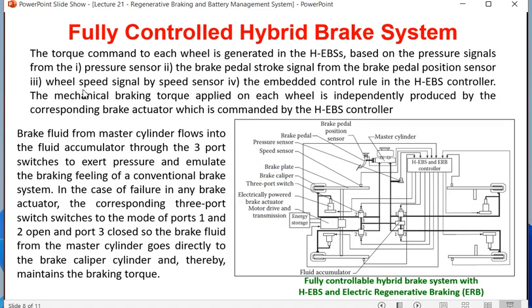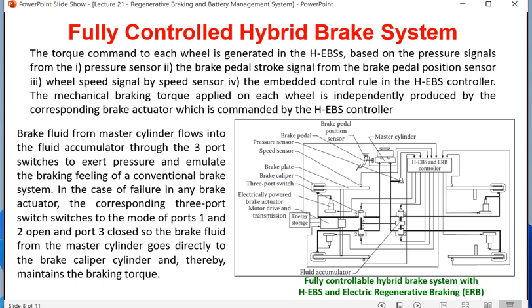So what it's saying is the torque command to each wheel is generated by the HEBS based on the pressure signals from the pressure sensor, brake pedal stroke signal, and wheel speed signal by the speed sensor, embedded control rule, HEBS controller. The whole braking system is controlled. The mechanical braking torque applied on each wheel is independently produced by the corresponding brake actuator, which is commanded by the HEBS controller. So main thing in this fully controlled hybrid brake system, though it will not be asked in the exam, you should know that these are the 4 jobs which are being done by this fully controlled hybrid brake system, and each wheel can be given a brake force separately.